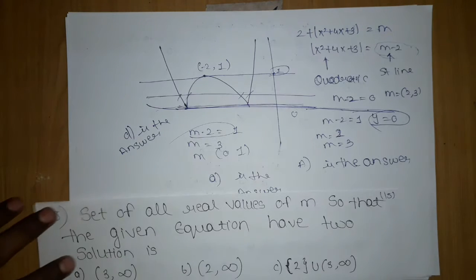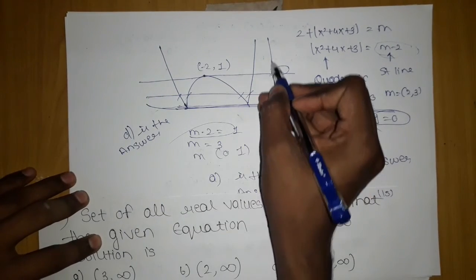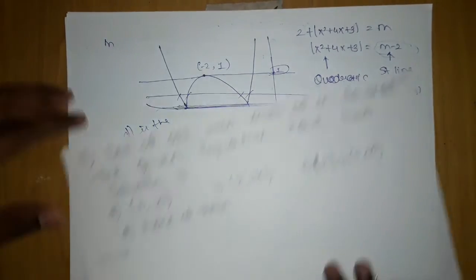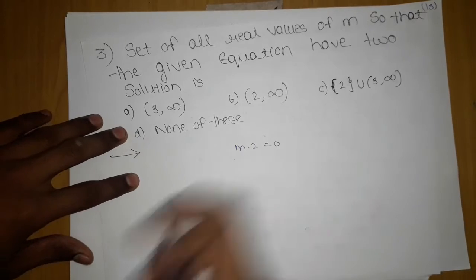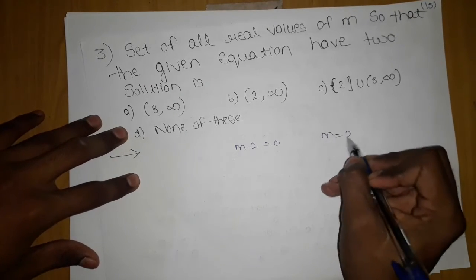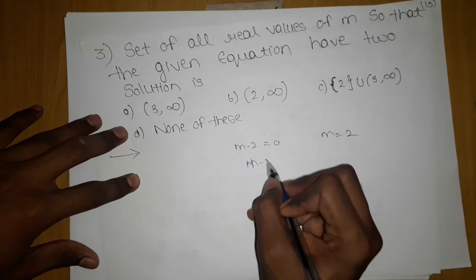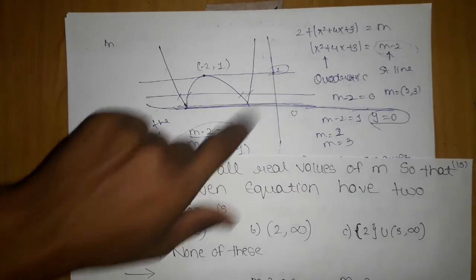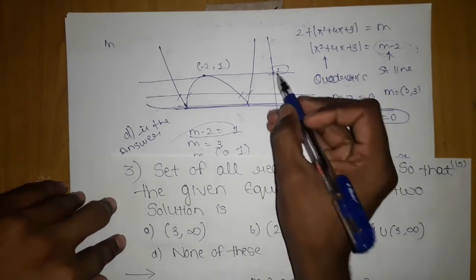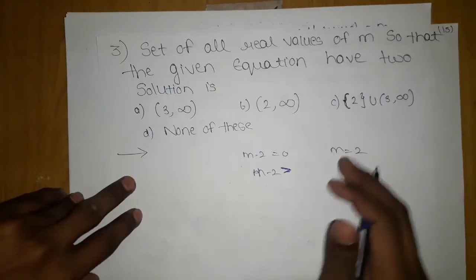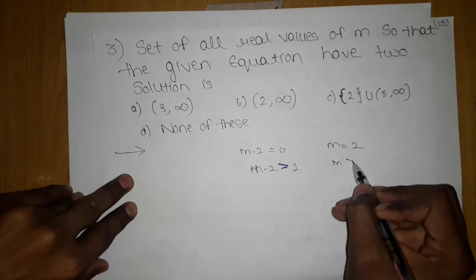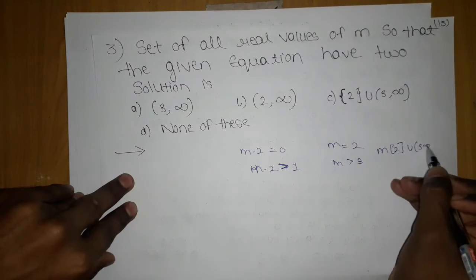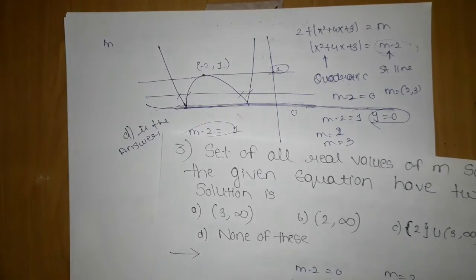It is asking for the set of all values of m so that the given equation has two solutions. You can clearly see that if I have a line at y equals 0, let me equate m minus 2 to 0, so m should be equal to 2. Further, m minus 2 should be greater than 1, because if it is at 1, it will surely have 3 points, but we want 2 points, so m should be greater than 3. So what we got is 2, and then in union 3 to infinity. After this point it can have two solutions.